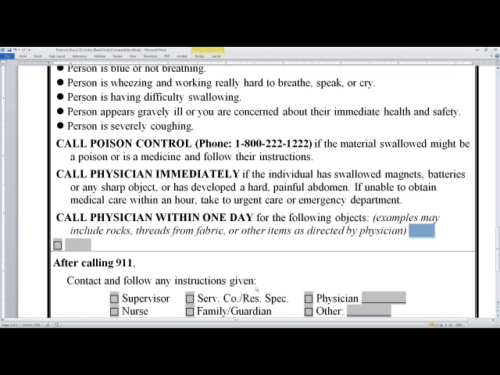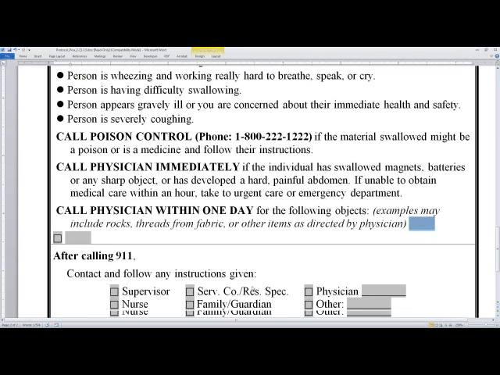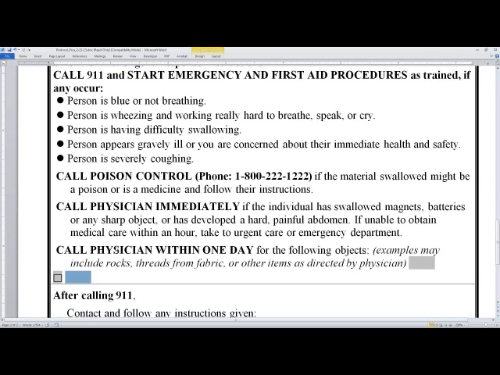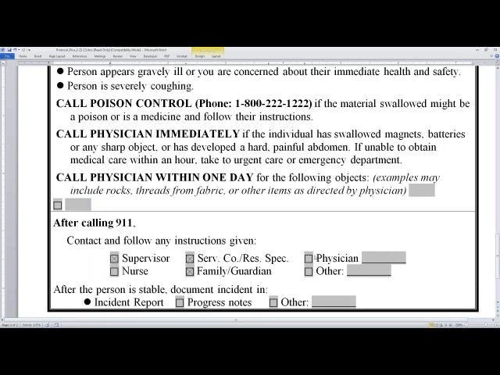Are there any other situations where staff would need to call 911? List it here. After calling 911, contact and follow any instructions given from who? Who should staff contact? Generally, as I said above, typically staff are instructed to contact their supervisor. And then the supervisor may assist with the various other notifications, such as services coordinator, family or guardian, physician, others, etc.